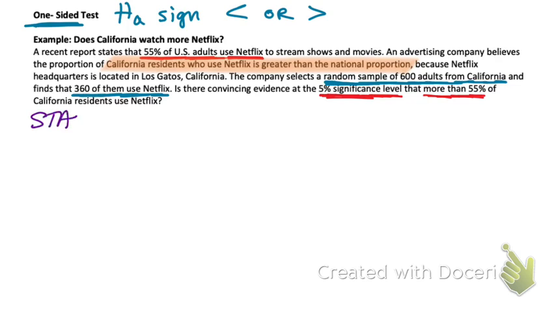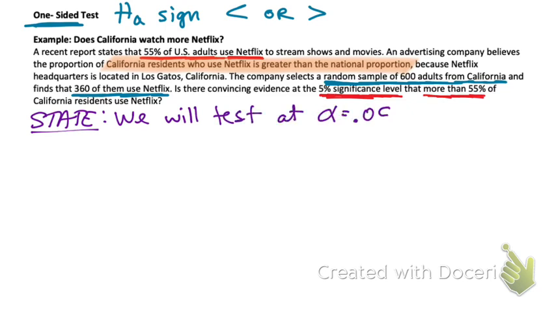State! We will test at alpha equals 0.05. By the way, why do I know that alpha is 0.05? 5%. It said so in the problem. What if it doesn't give you a significance level in the problem? That's your go-to. 0.05 is the standard. 5% is our standard. If you don't have any other significance level given, go with 0.05.